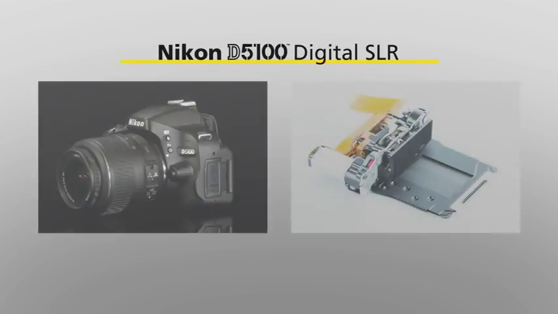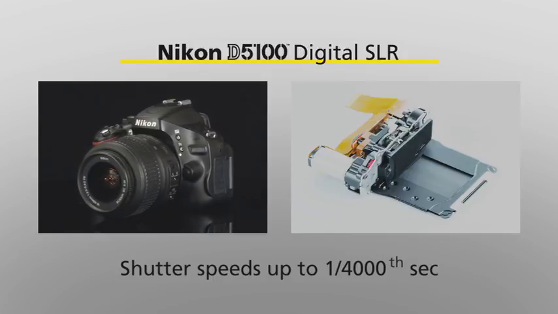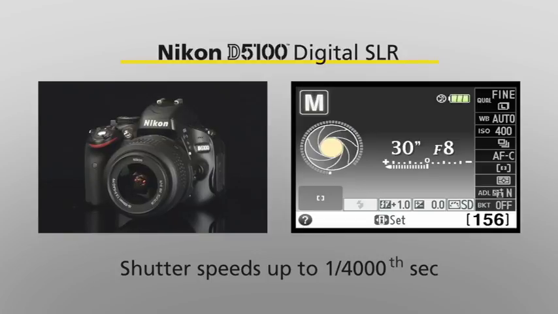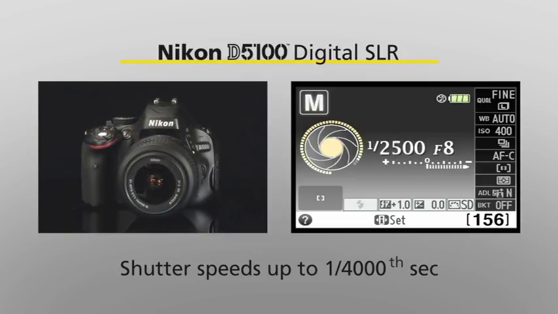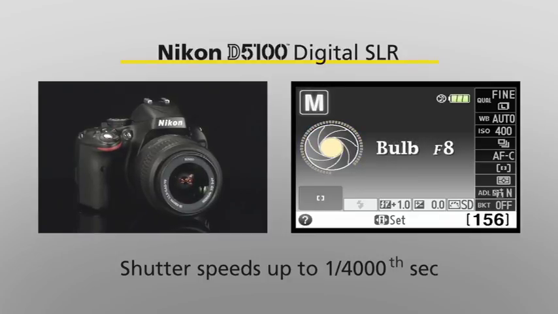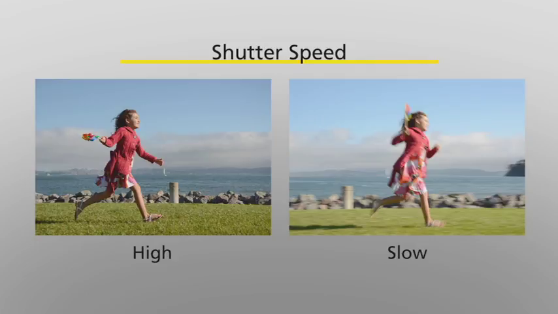The shutter is the mechanical part of the camera that opens and closes to let a certain amount of light hit the sensor. The shutter can operate automatically from as slow as 30 seconds to as fast as 1/4000th of a second. You can also keep the shutter open for several minutes in the bulb mode. Now, the higher the shutter speed, the easier it is to get photographs that freeze the action of a fast-moving subject. The slower the shutter speed, the more blurring.